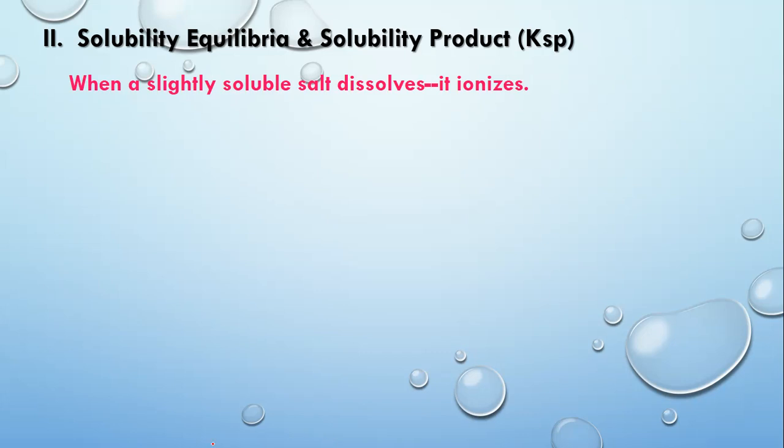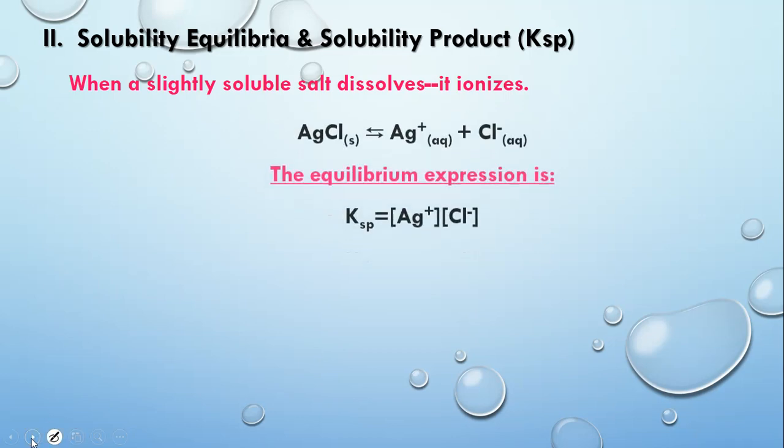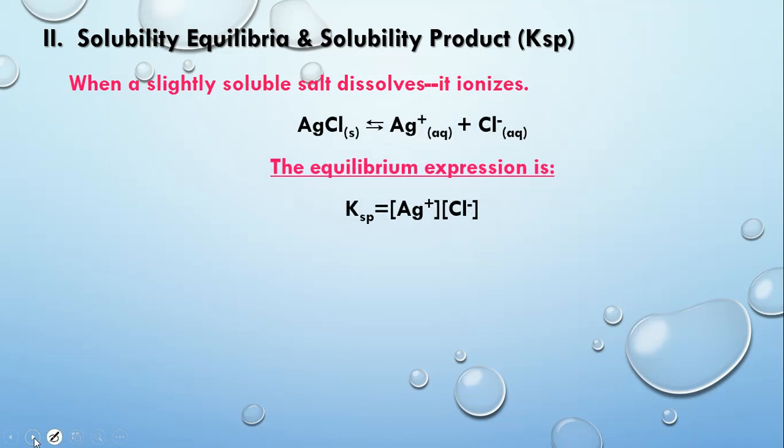So when a slightly soluble salt dissolves, it ionizes or it dissociates. Here we have silver chloride, and it is a slightly soluble salt. If you think back to our unit on solubility rules, we learned that certain salts, if you follow the solubility rules, will dissociate 100% in solution. So they would not form what we would consider an equilibrium in an aqueous system. But with a slightly soluble salt, it would form an equilibrium.